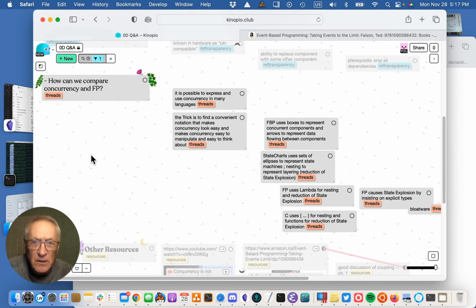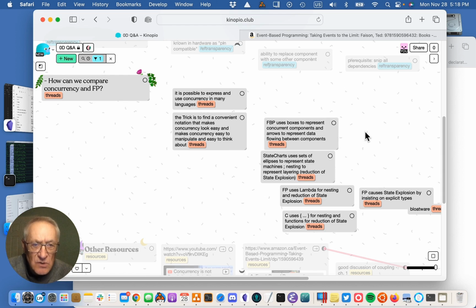There's nothing new here. It is possible to express and use concurrency in many different programming languages. The trick is to find a convenient notation that makes concurrency look easy and makes concurrency easy to manipulate and easy to think about. If we look at FBP, it uses boxes to represent concurrent components, and it uses arrows and lines to represent data flowing between components. State charts is another visual notation.